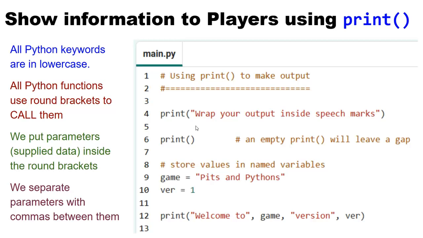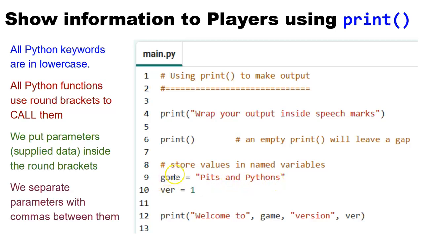The next thing we need to be aware of is that things we want to print usually come in two varieties. We can either have things that go directly onto the screen, and these are wrapped inside speech marks. So we can see here, opening double quotes and closing double quotes. The other thing that we can print inside the print command is stored values. So here, game is storing the value pits and pythons.